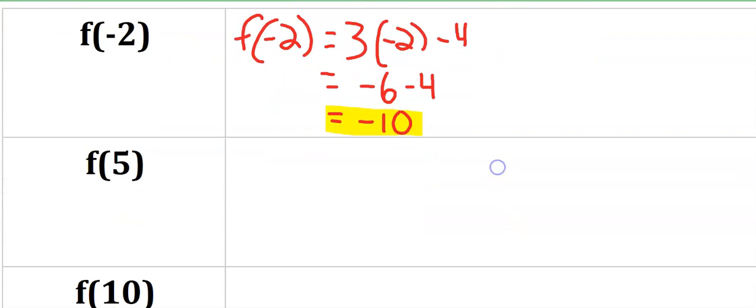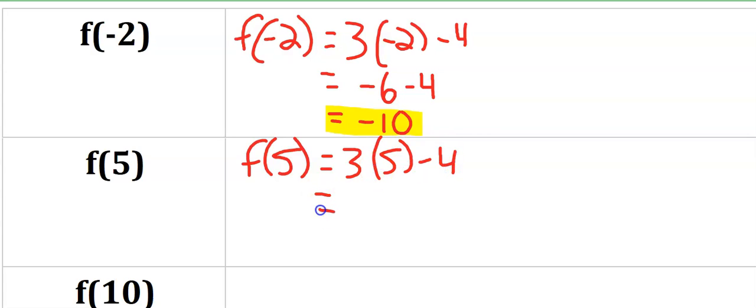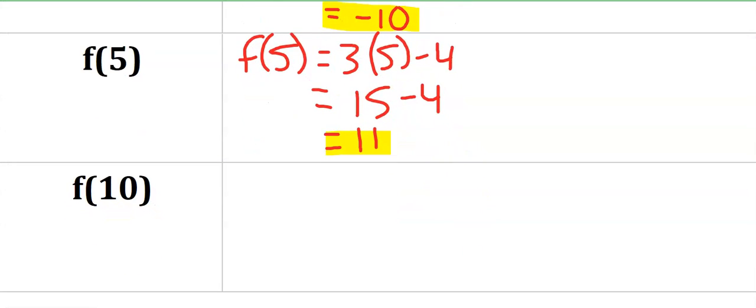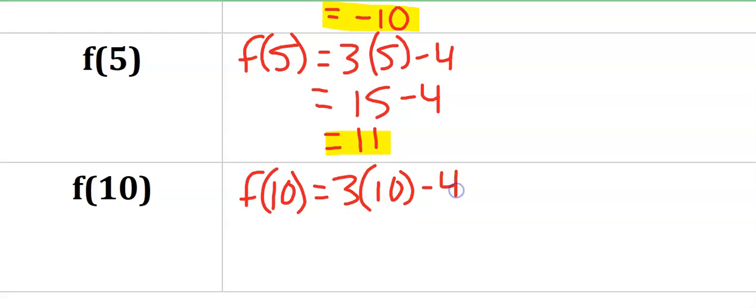For f of 5, now I'm just going to replace x with 5. So I'm going to have 3 times 5 minus 4, and do PEMDAS. 3 times 5 is 15. Minus 4 is equal to 11. And finally, f of 10. Again, I replace x with 10 this time. So I have 3 times 10 minus 4. 3 times 10 is 30, and 30 minus 4 is 26.